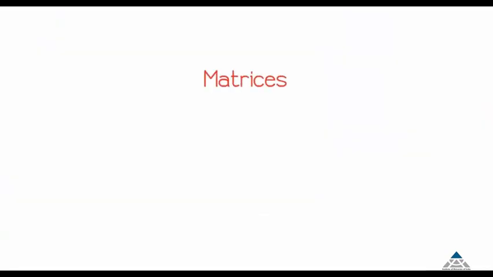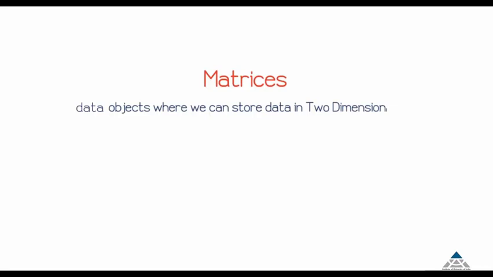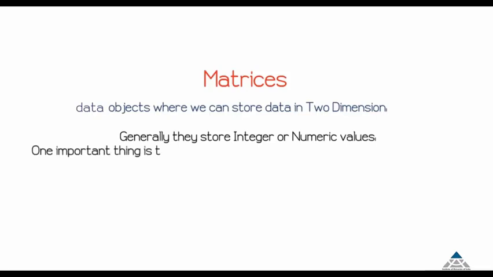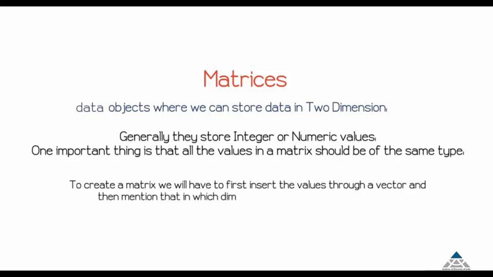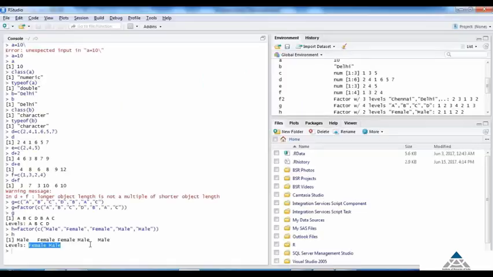Next up is matrices. Matrices are data objects where we can store data in 2 dimensions. Generally, they store integer or numeric values. One important thing is that all the values in a matrix should be of the same type. To create a matrix, we will have to first insert the values through a vector and then mention in which dimension the data should be displayed. Let us look at an example.